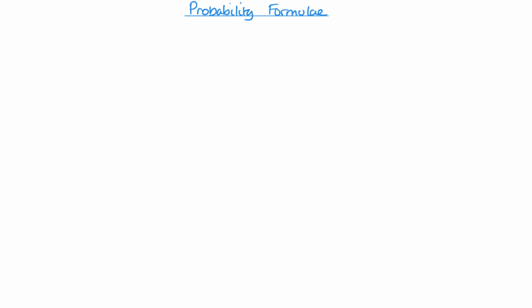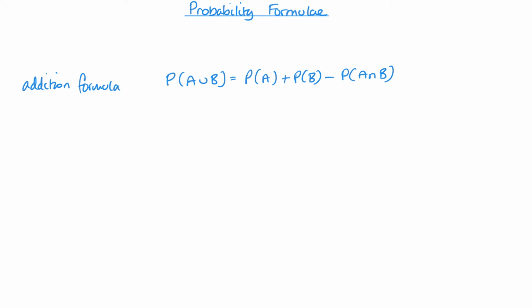Now, we've already seen a few formulae for our probability. What we're going to look at now is the remaining two. So these are the addition and multiplication formula. Now, the addition formula is simply the probability of A union B is equal to the probability of A plus the probability of B minus the probability of A intersection B.